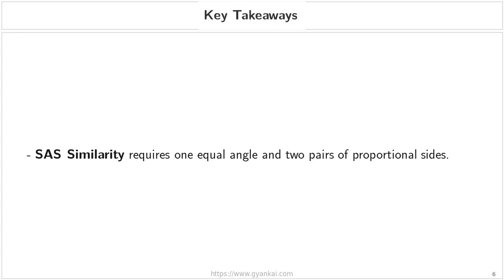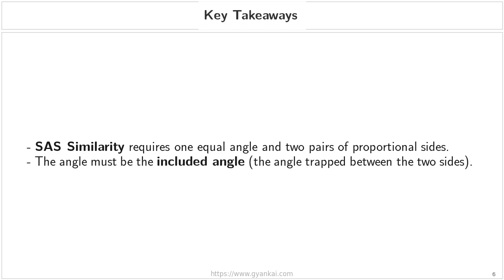First, remember the core requirement. For SAS similarity to apply, you must have 1 pair of equal angles and 2 pairs of sides that are proportional. It is absolutely vital to remember that the angle you are looking at must be the included angle. As we discussed during our breakdown in the third slide, this means the angle must be the one trapped specifically between the two sides you are comparing. If the angle is elsewhere, the criterion fails.